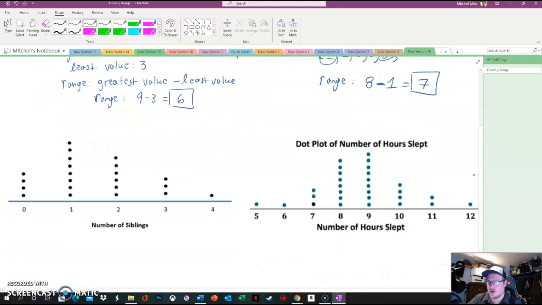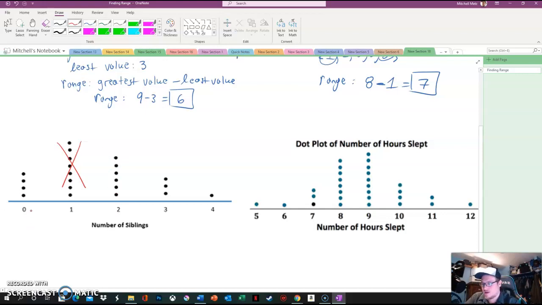Now, if I have a dot plot, it's just a little bit different. I'm just looking for, again, my lowest and greatest value. I don't need to list my data out. You can do that if that's easier, but I'm just going to show you how to quickly identify your least and greatest value on a dot plot. I'm going to do this in red. I just want to explain, your range is not your peak. And you're not counting the number of dots. I am just looking where my dots begin and where my dots end.